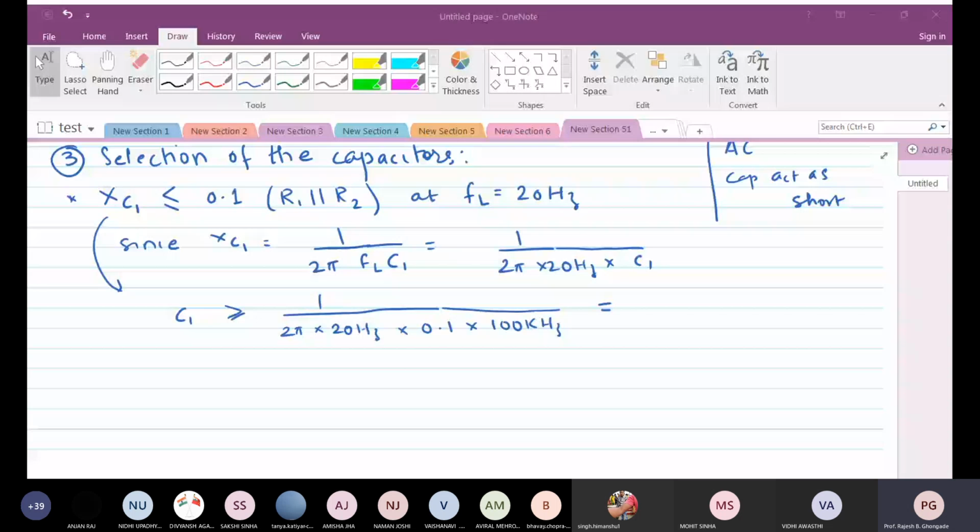Anyone who has calculated this value, please calculate this value. Guys, are you there? Yes, sir. 79.6 microfarad? So 0.796 microfarad. I get a value of 795.